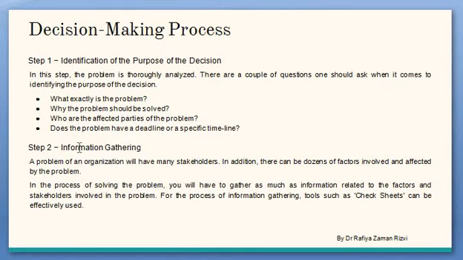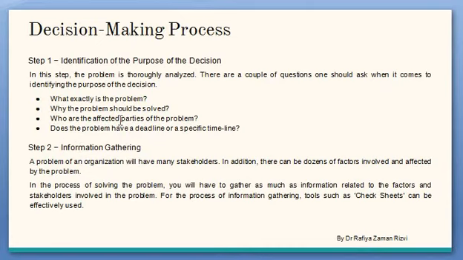Okay. So step 1 was identification of the purpose of the decision. In this step, the problem is thoroughly analyzed. There are a couple of questions one should ask when it comes to identifying the purpose of the decision. So to identify the purpose or the problem, we need to ask these questions. What exactly is the problem? Okay, so as we said, identifying the problem.